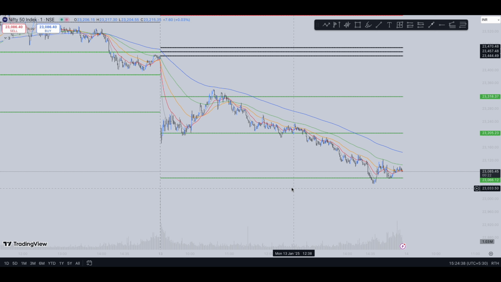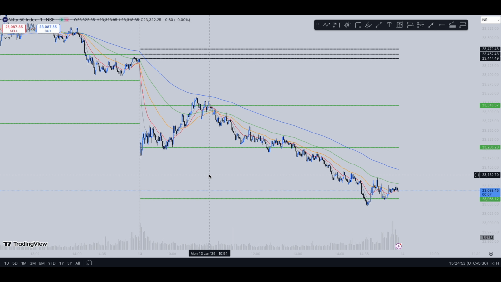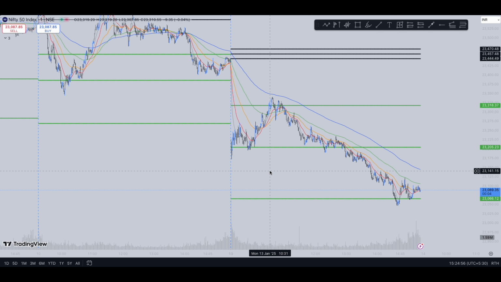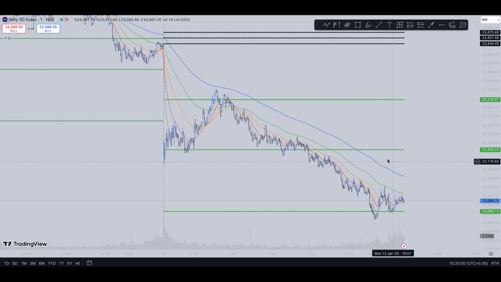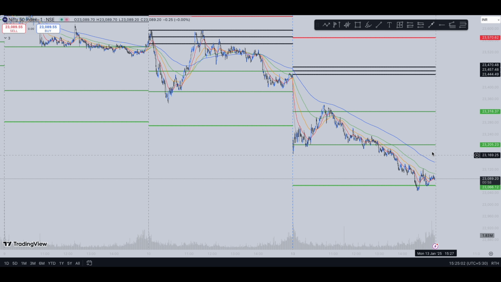Good evening, guys. Currently, it's around 3:24. Market is about to close. Let's look at a recap of what happened today in Nifty as well as Bank Nifty.